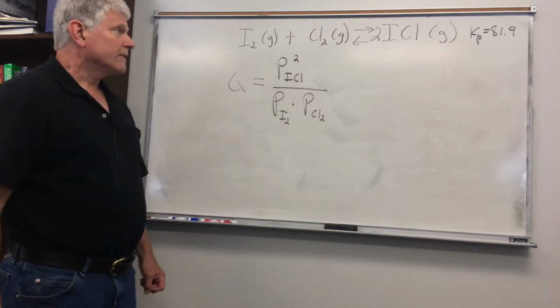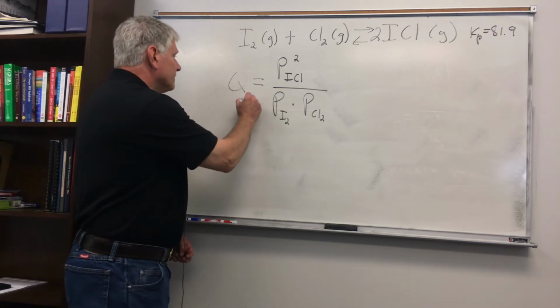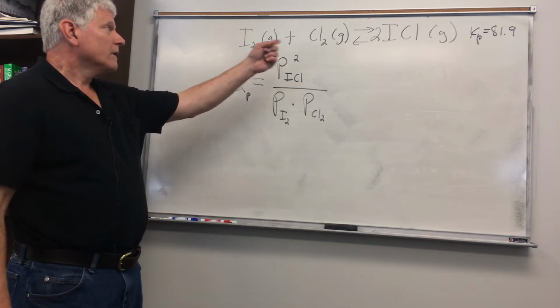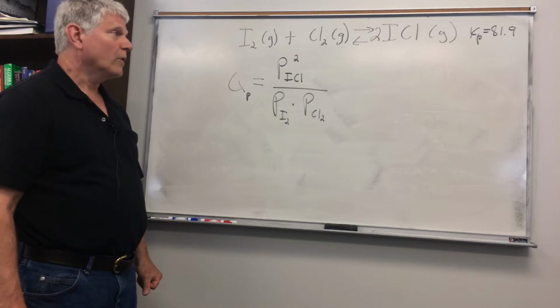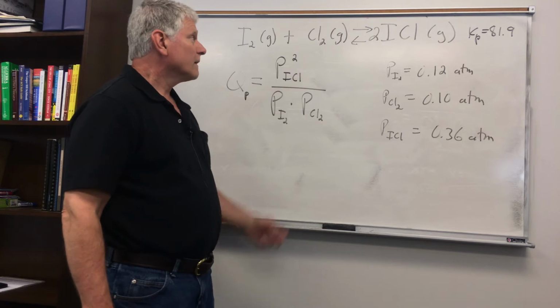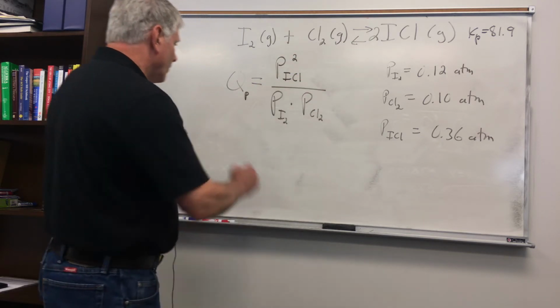So this is the reaction quotient. This has the same form as the equilibrium constant. This is in terms of pressure. So let's say we have particular pressures of each species. Let's calculate the reaction quotient. Okay, say we have these pressures for the reaction mixture. Let's calculate the reaction quotient.